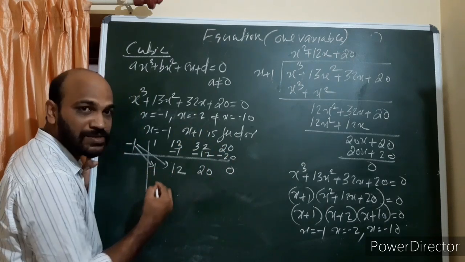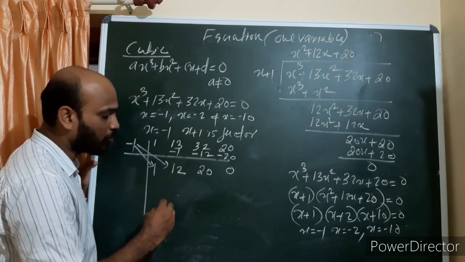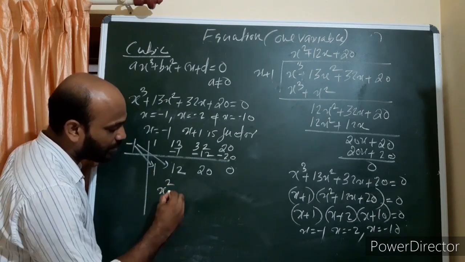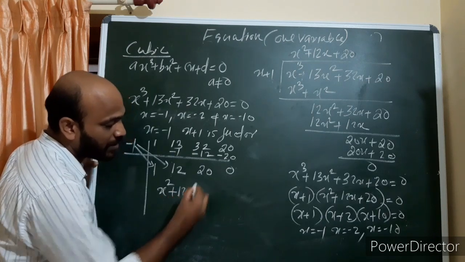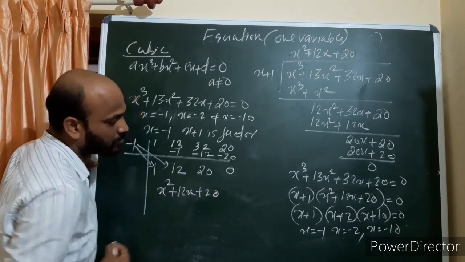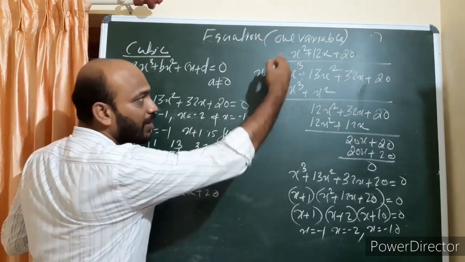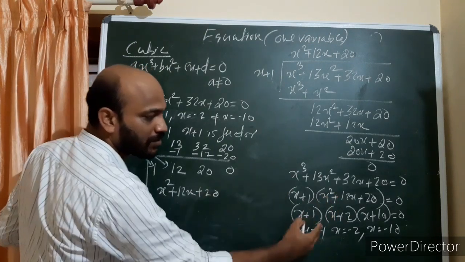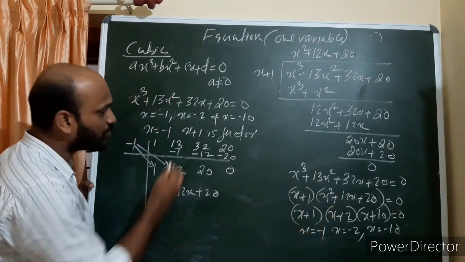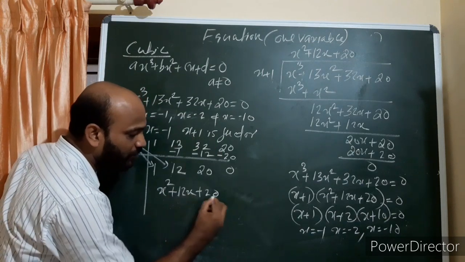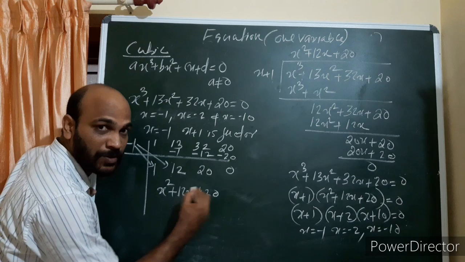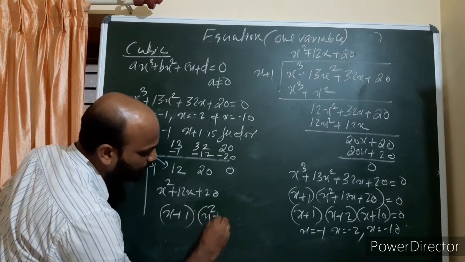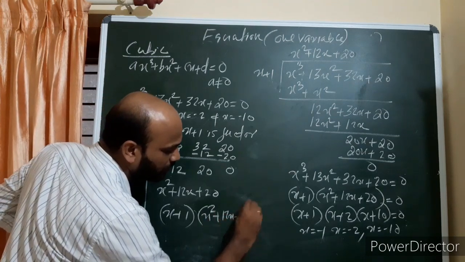Now these three numbers are the coefficients of the quadratic polynomial. That means 1 is the coefficient of x square, 12 will be the coefficient of x, and this one will be the constant. So the same answer you are getting here as by the long division method. After that you have to go for the same factorization method. That means one factor is x plus 1 and the second one will be x square plus 12x plus 20. So we'll get x plus 1 into x square plus 12x plus 20.